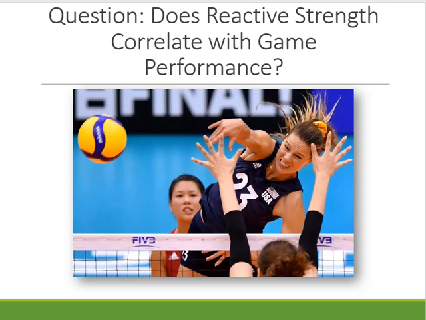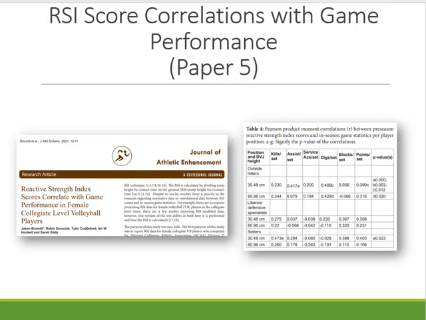We can also do some correlations. And so I had these reactive strength scores. And if you think about reactive strength as being something desirable for sport performance, well, does it correlate with game performance? And so, published in the Journal of Athletic Enhancement, we took a look at all the different player positions and the different scores, or I should say, the different offensive and defensive categories that were available, like kills per set, assists per set, digs per set, and things like that. And so we looked at correlating reactive strength index with those particular offensive and defensive statistics.